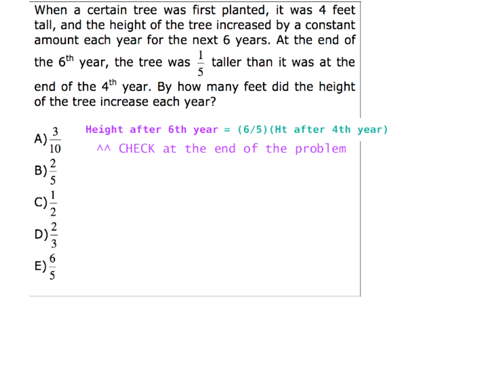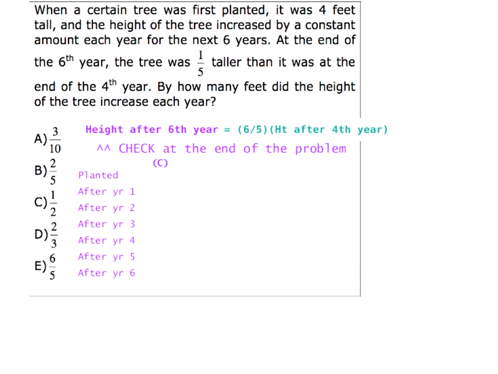So let's just make a table. Let's say the height is what it is to start with, so when it's planted, and then after year 1, after year 2, after year 3, after year 4, after year 5, after year 6. You can also calculate these by multiplying and adding, but I would rather just do it out like that. So if we try the middle choice here, let's see how that works out.